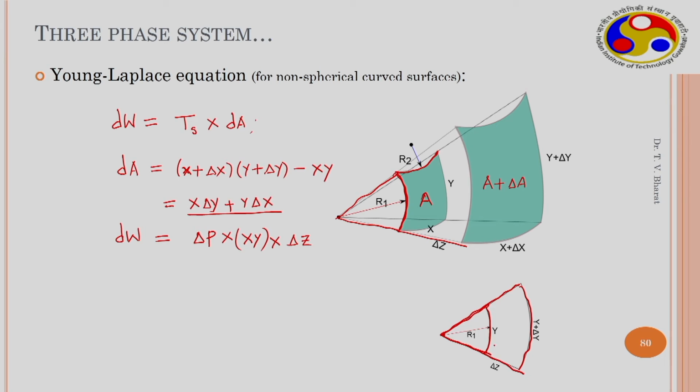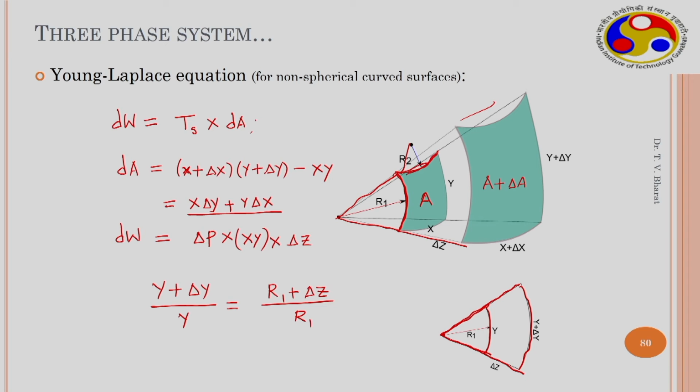So from the property of triangle, this arc length is equal to r times theta. From that triangle property, the similarity of the triangles, one can obtain (y plus delta y) divided by y is equal to (R1 plus delta z) divided by R1. Similarly, you can consider the other triangle from this.